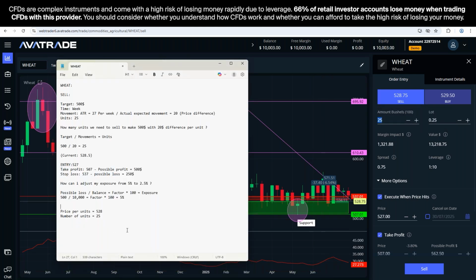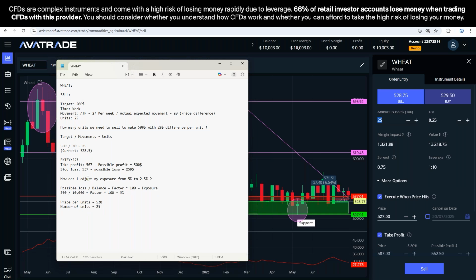I think we need to somehow separate this so we won't be confused. Okay. And if we go price per unit times number of units, we get the value. No need to stress, the value is already written for us right here. And we've got the leverage.